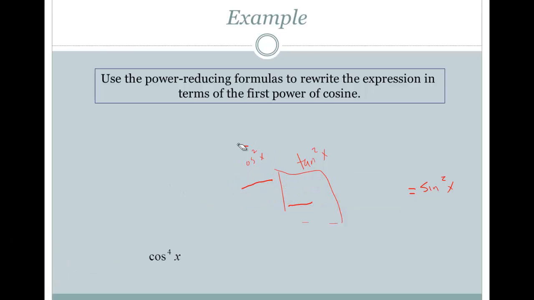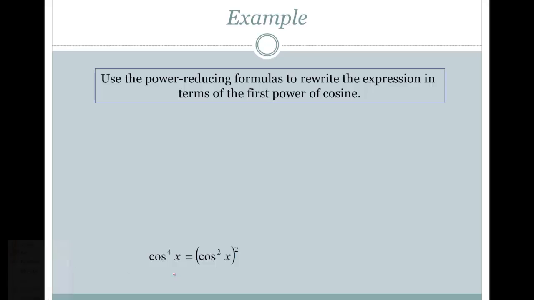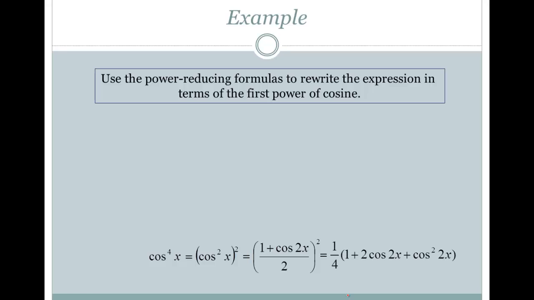Cosine to the fourth, I'm going to use my power reducing formulas. To do that, I'm going to write that as cosine squared squared, like that. And now I can simplify the inside part of that. That's just 1 plus cosine 2x over 2. If I expand that out, what I get is this right here. I get a 1/4, take that term out. I FOIL this one out: 1 plus 2 cosine 2x plus cosine squared of 2x.